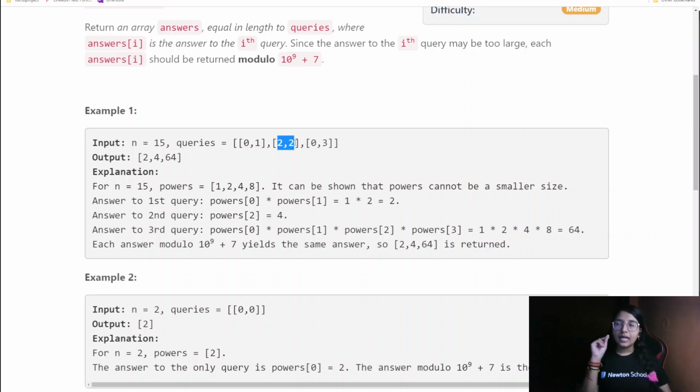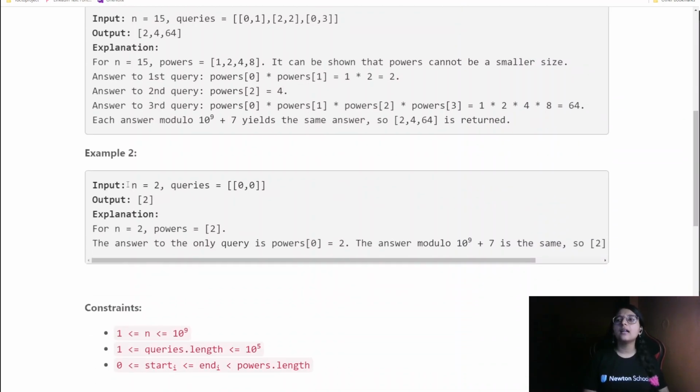Then here, i is equal to 2 and i plus 1 equals 2. Both of them are right, so we directly head towards this powers of 2 equal to 4, and that will be our particular answer. Then for this one, we are going from 0 till 3. So the thing here is powers of 0 into powers of 1 into powers of 2 and into powers of 3, and we multiply all together and get this 64. That will be stored in our answer. Each answer modulo 10 raised to the 9 plus 7 yields the same answer, so this is being returned.